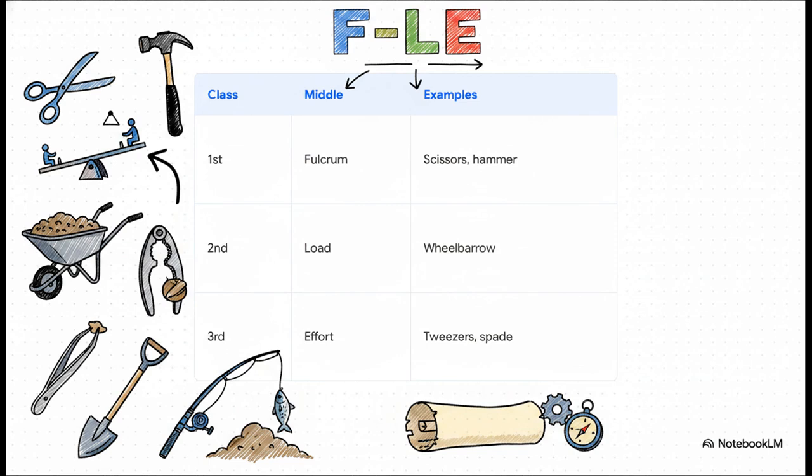For a first-class lever, the fulcrum is perfectly positioned in the middle, right between effort and load. You've seen these everywhere: snappy scissors, a claw hammer, or playground seesaw. Now, for a second-class lever, the load rests heavily in the middle. Picture a majestic wheelbarrow carrying dirt, or a mighty nutcracker. And finally, the elusive third-class lever puts the effort right in the middle.